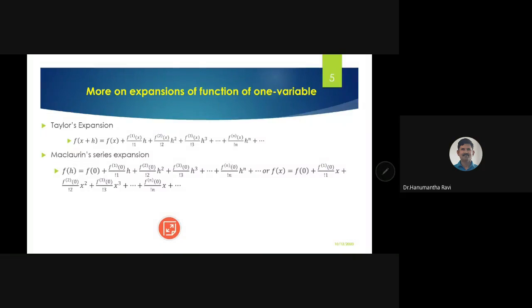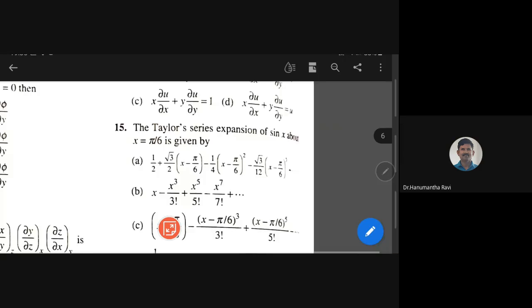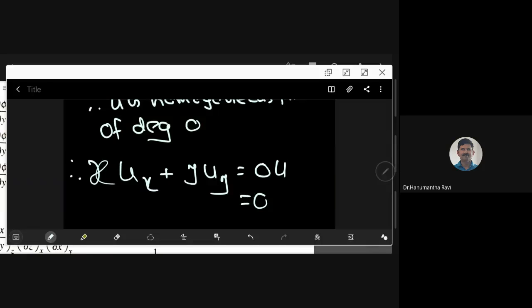Here the Taylor series expansion is there, about x is equal to a. How do we write it about x is equal to a? What is the question there? Taylor series expansion of sin x about x is equal to pi by 6. So it is better to write like this.